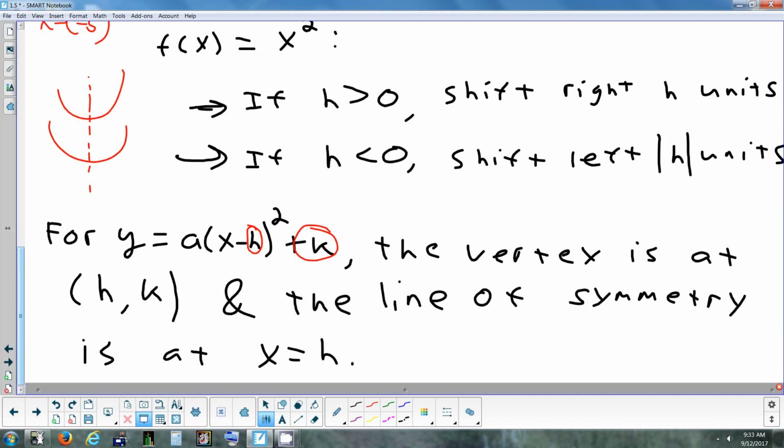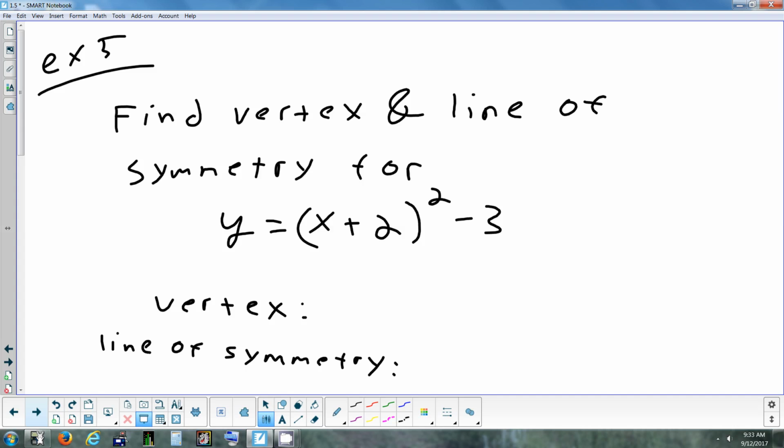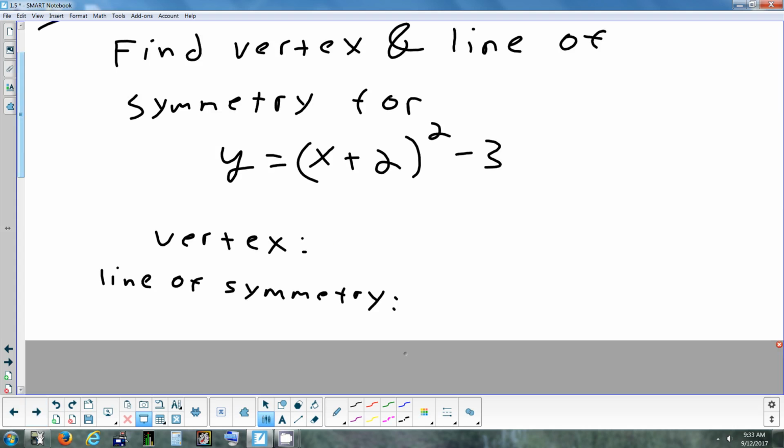Any questions on that? So, I want to find the vertex and line of symmetry for this graph. Can somebody tell me, first of all, which way has this graph been shifted? How many units left or right, and then how many units up or down? Rebecca? Yep, 2 units left and 3 units down.